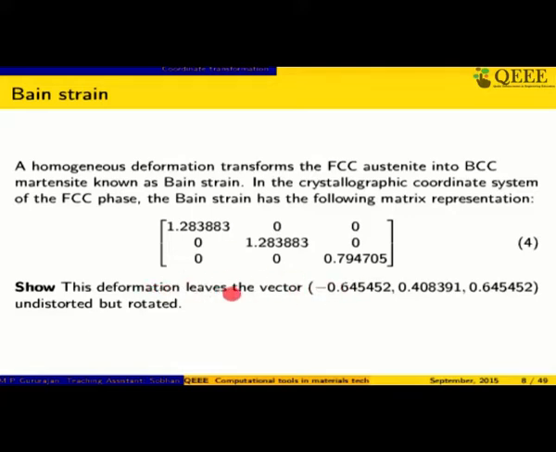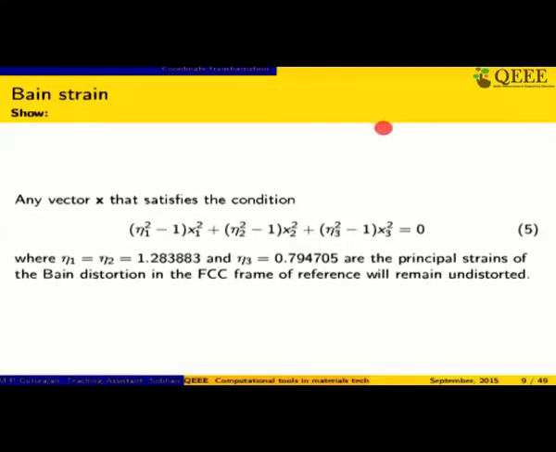We have found that the deformation leaves the vector undistorted but rotated. The next exercise that I want you to do is slightly more involved. It's really not a numerical computation, but it works on the same idea that we have been discussing. What I want you to do is this: to show that any vector x that satisfies this criterion, where eta 1, eta 2, eta 3 are basically the diagonal components of the Bain distortion function.